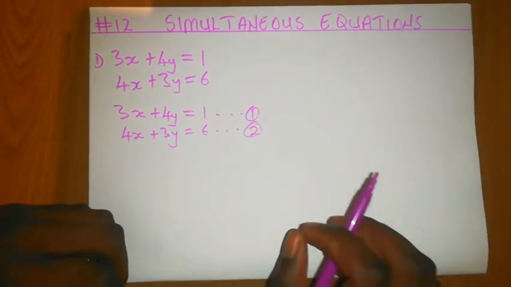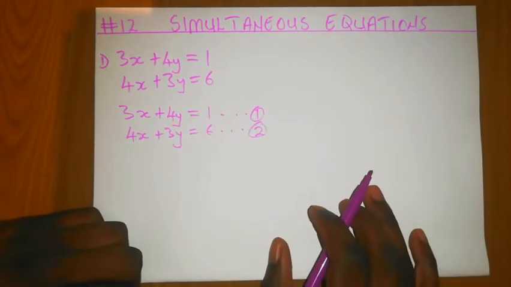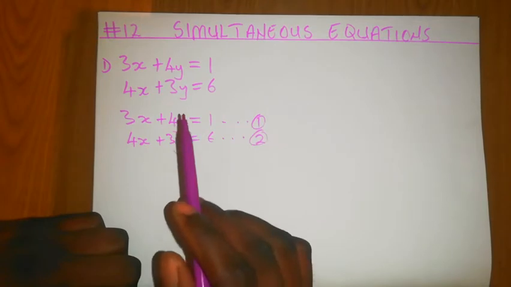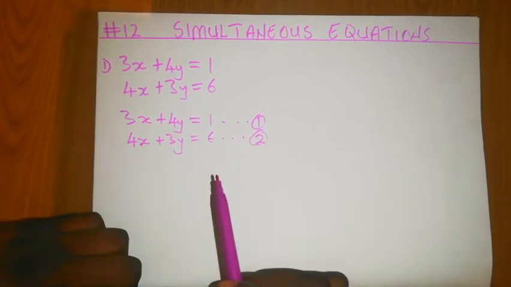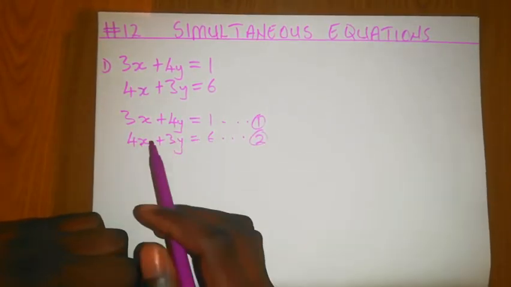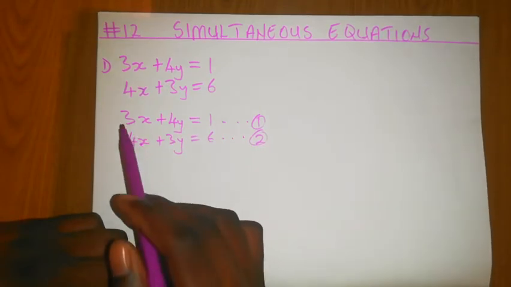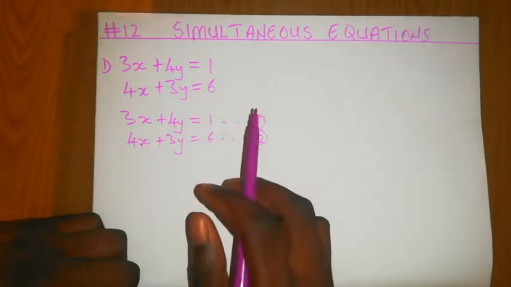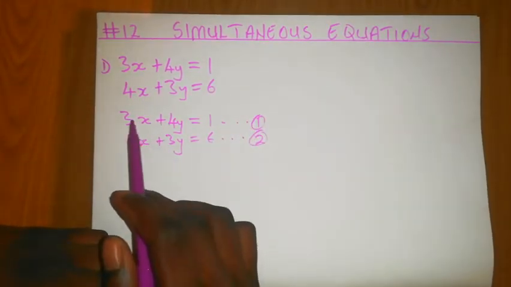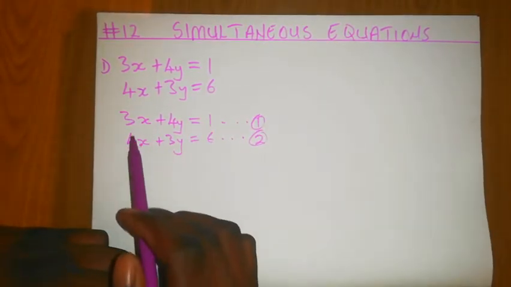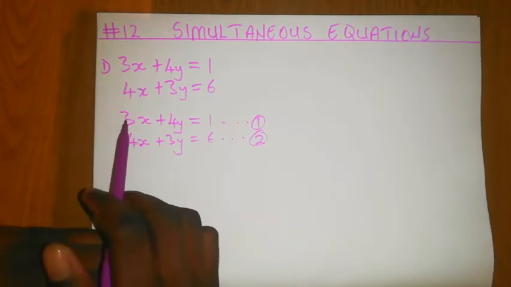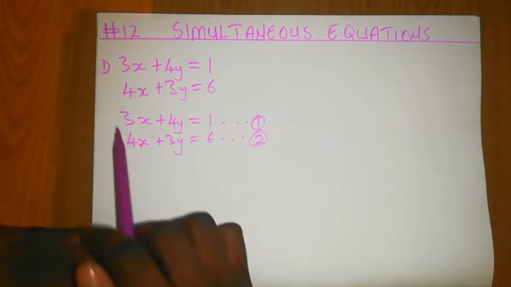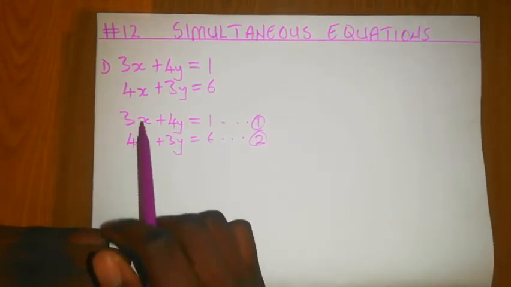Now we want to eliminate. If I say we eliminate, we want to totally remove something. So in this case, let's say we want to totally remove x. I'm going to consider the coefficients of x. In this case, the coefficients of x are 3 and 4. I'm going to multiply my top equation by 4, and my bottom equation by 3, because I want to eliminate these variables which are x here.